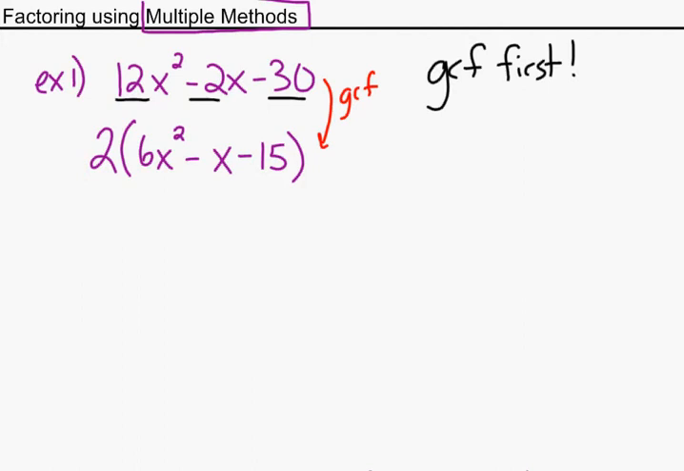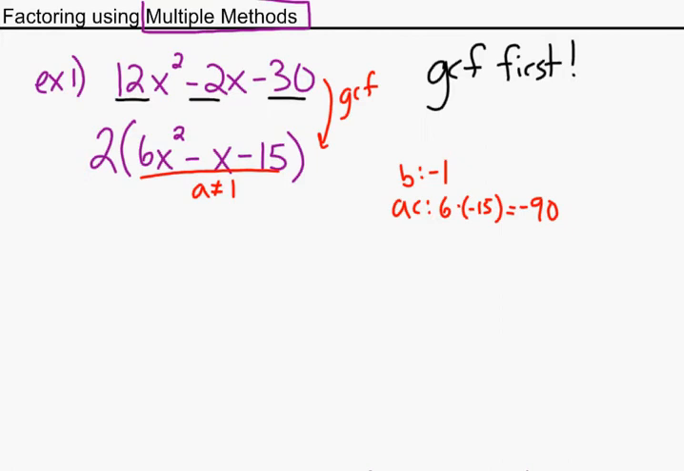It simplified my problem. Now I look at the inside, this trinomial that's still left, and see if I can factor it using any methods. In this case, it's going to be a is not equal to 1. So I go ahead and run through that whole process. Remember, I find factors of AC that add up to b. So in this case, AC would be 6 times negative 15, which is negative 90. And I want to find factors that add up to b, which is negative 1.